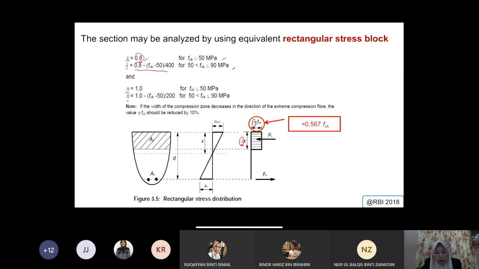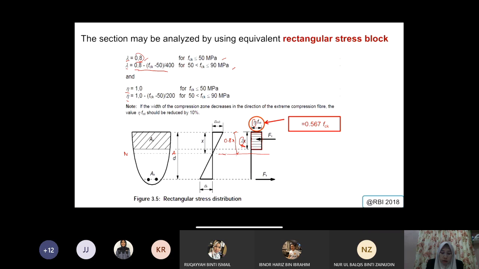These values vary because, as you look here, this is the neutral axis of your section. Normally you take the height of your block from the neutral axis, so about 80% of the total height represents your stress block height for compression.